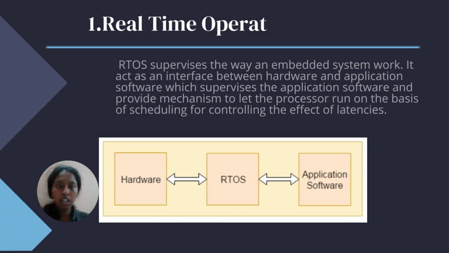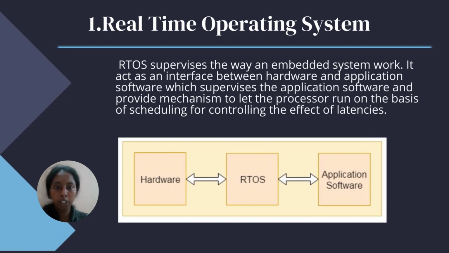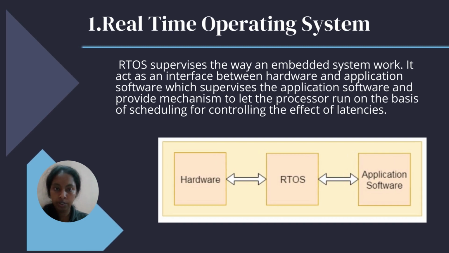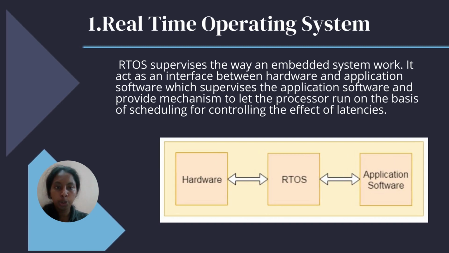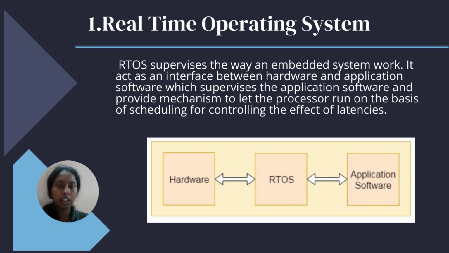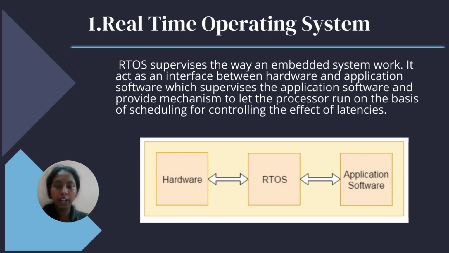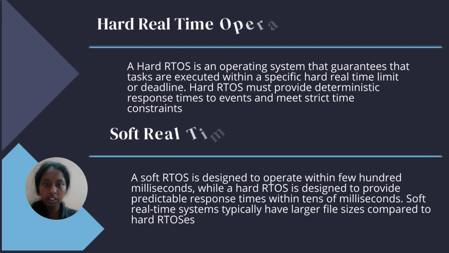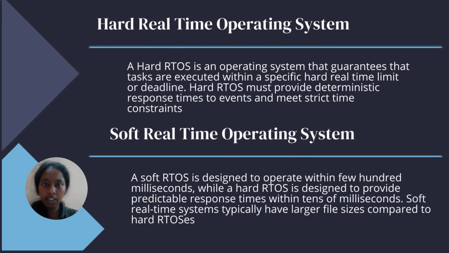Real-time operating systems are designed to handle real-time applications where tasks must be completed within a specified time constraint. Real-time operating systems provide deterministic behavior, prioritized task scheduling, and precise time control. They are located between the hardware and the application software. A hard real-time operating system guarantees that critical tasks are always executed within their specified deadlines. Failure to meet a deadline can lead to catastrophic consequences.